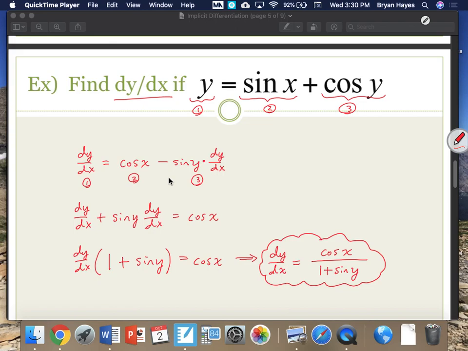So not quite as messy as our previous one. There is some trig involved. We didn't have to move a dy dx term. We didn't have to do that in our previous problem. I had to move this over, GCF that dy dx out, leaves us with 1 plus sine y, and then we divide this out right here. There's our nice derivative. Good stuff, good stuff here.